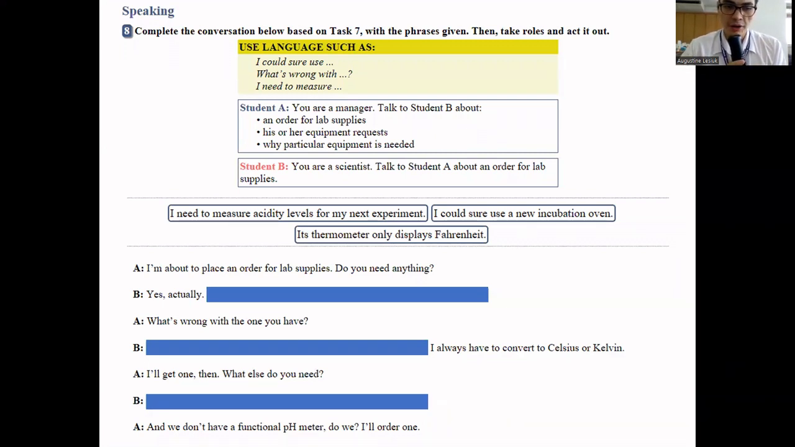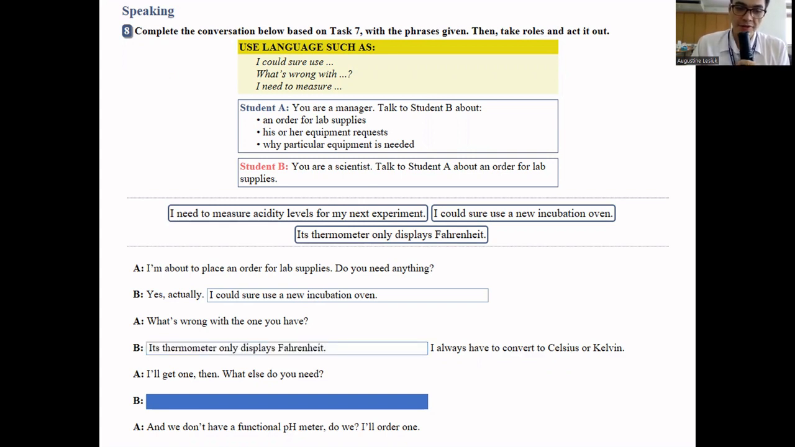All right, so here's how the conversation goes. I'm about to place an order for lab supplies. Do you need anything? Yes, actually. I could sure use a new incubation oven. What's wrong with the one you have? Its thermometer only displays Fahrenheit. I always have to convert to Celsius or Kelvin.